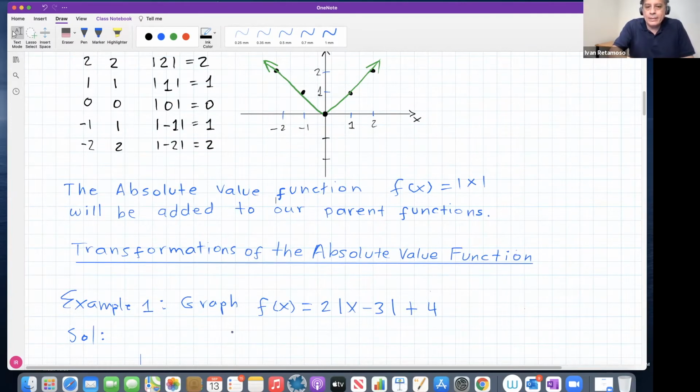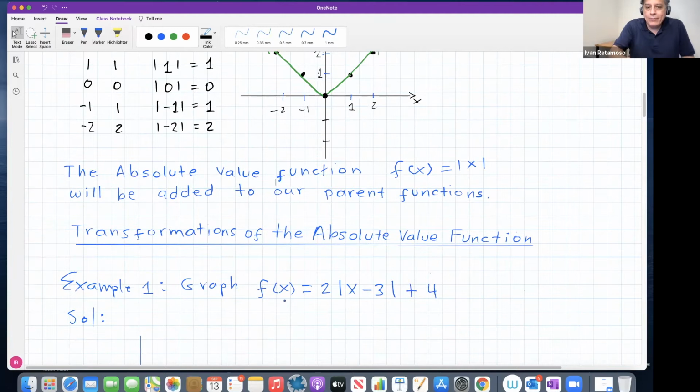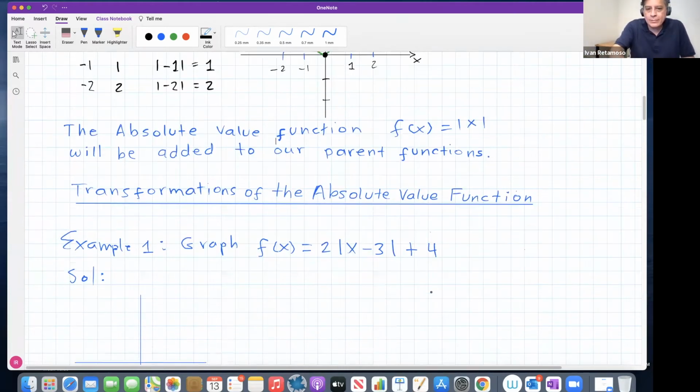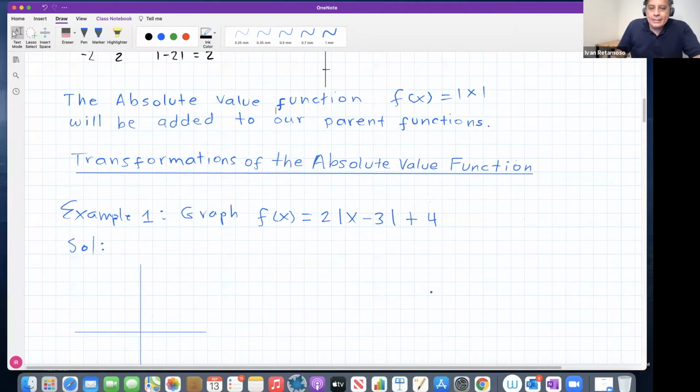Example 1. Suppose they ask you to graph this: f of x equals 2 times the absolute value of x minus 3, plus 4. Let's do this together. Start as usual with something that you know. We know the absolute value function and its graph. So start with that. The graph of the absolute value function, f of x equals absolute value of x, is just this.